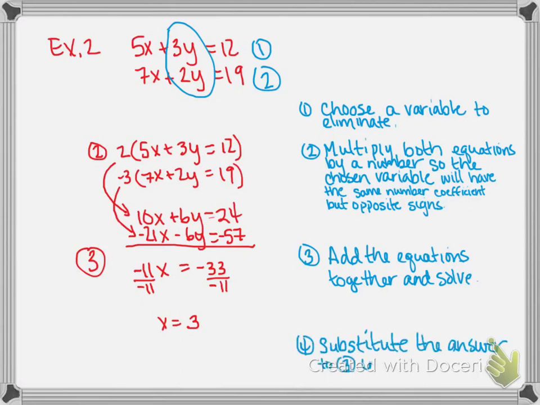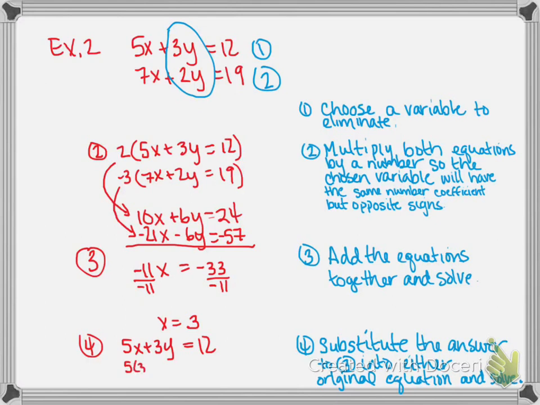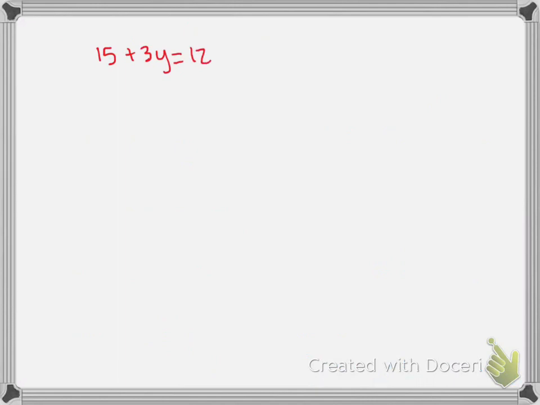Step 4. Substitute the answer in step 3 into either original equation and solve. Okay, I chose the first equation, but you could have chosen the second one just as easily. 5x plus 3y equals 12. Let's substitute 3 in for x. So 5 times 3 plus 3y equals 12. Or 15 plus 3y equals 12. Subtract 15 from both sides. 3y equals negative 3. Divide both sides by 3. y equals negative 1.